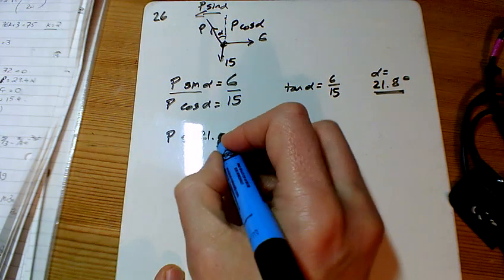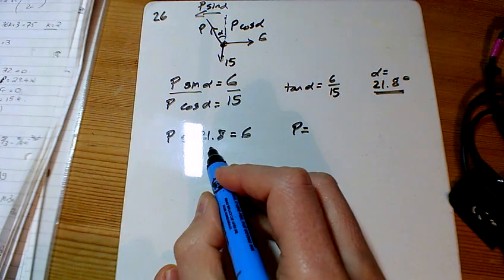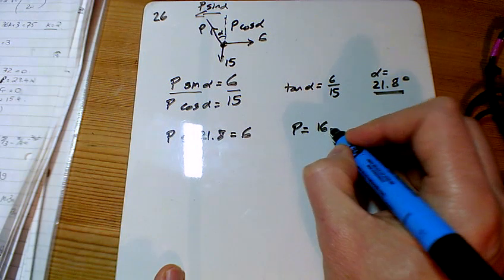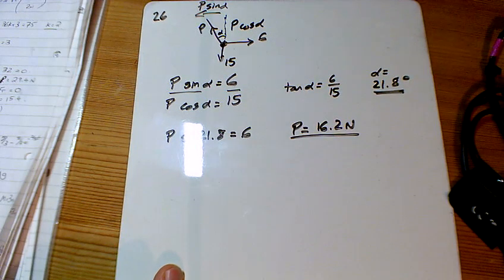Once you know that alpha's 28.1 degrees, of course you can just tap that in now. P times the sine of 21.6 equals 6. And so P equals 16.2, doesn't it? Just doing 6 divided by the sine of 21.6.